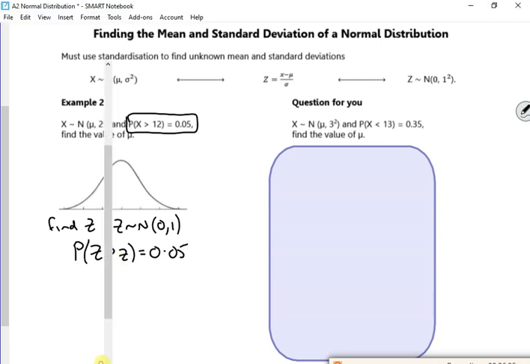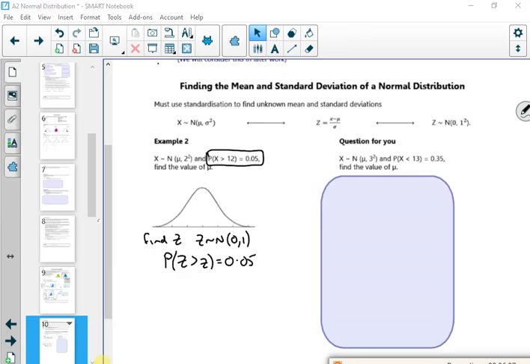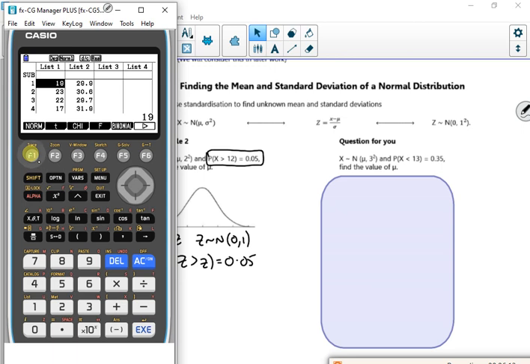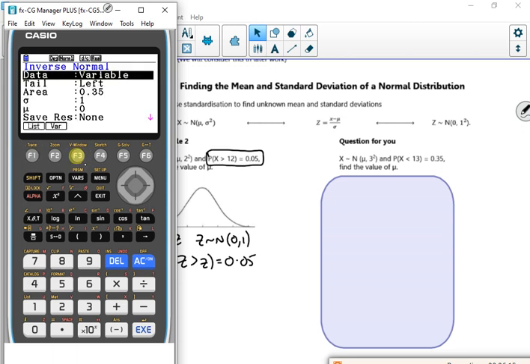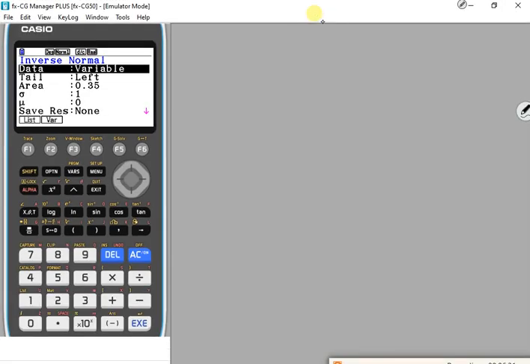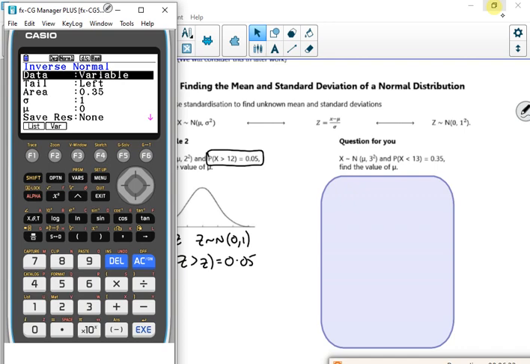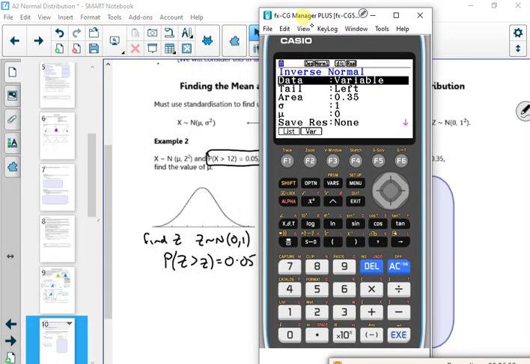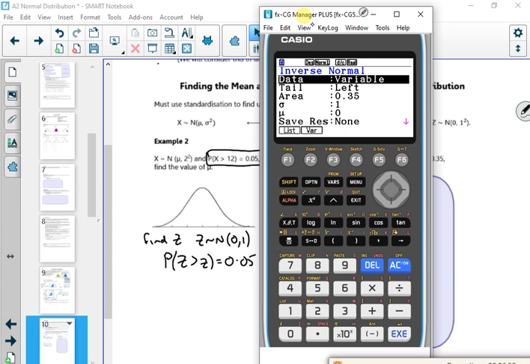Right, so I'm going to do an inverse normal. So distribution, normal, inverse. Because it's greater than, I'm going to set my tail to be right.